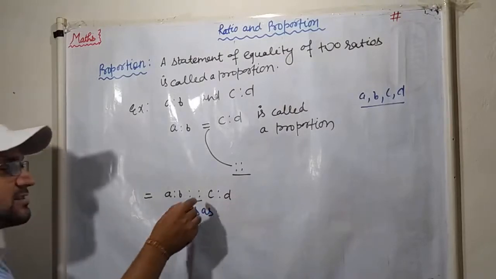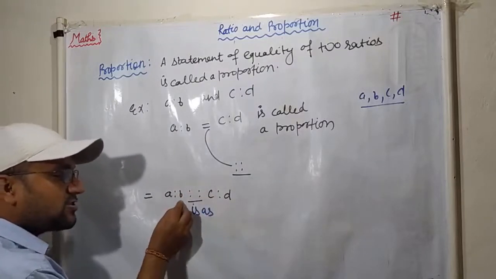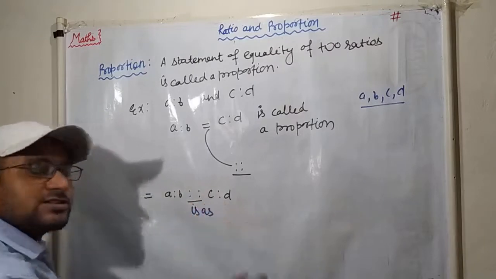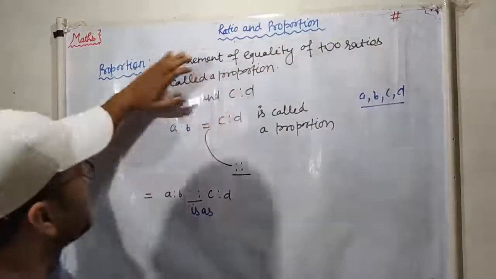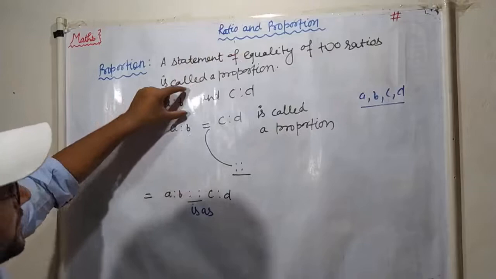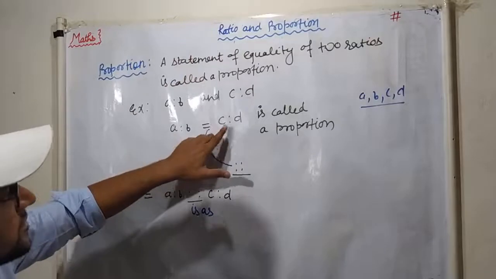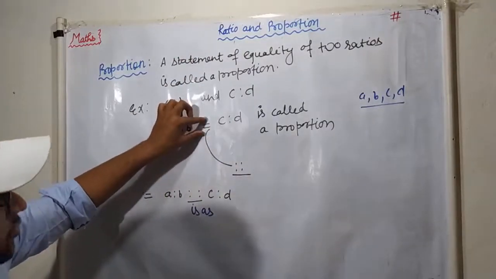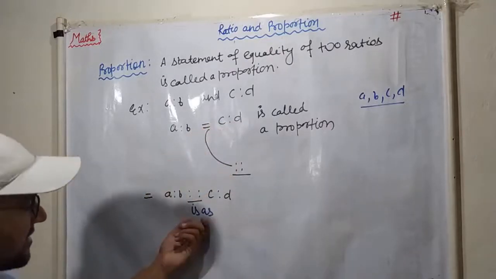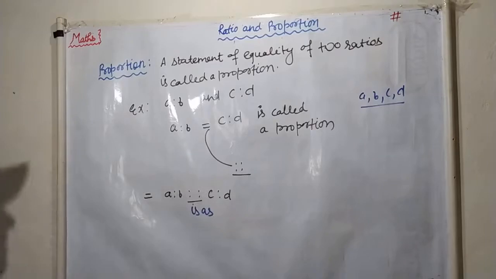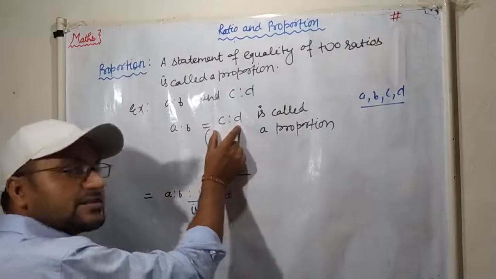Okay students, this is the symbol of a proportion. You will read this one as "as". A is to B is as C is to D. When the statement of equality of two ratios is called a proportion, according to the definition, A is to B is equal to C is to D, and if we replace the equality sign with this sign, it is known as a proportion sign, and you will read it as "as". This is the first ratio and this one is the second ratio.